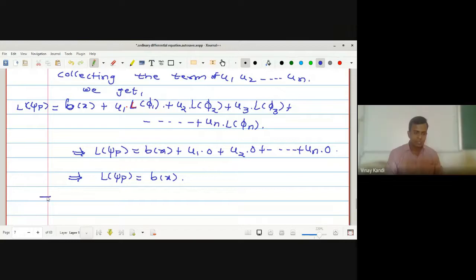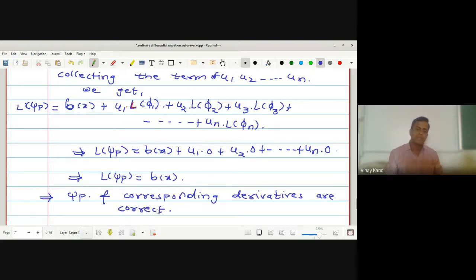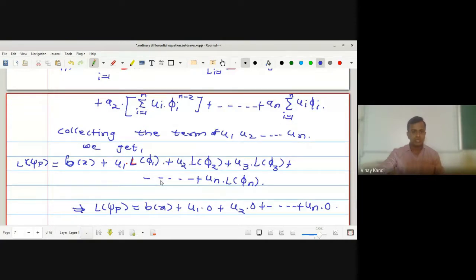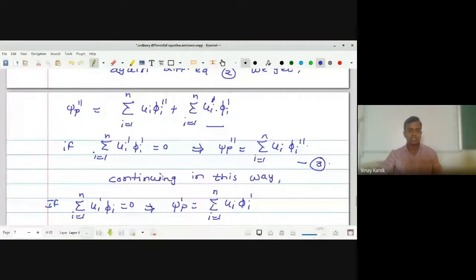This shows that psi p and corresponding derivatives are correct. What does it mean that we got L of psi p is equal to b of x? It means psi p is the solution of L of y is equal to b of x. Why did this come? Because we are assuming these terms. Look, we assumed this, so zero comes.